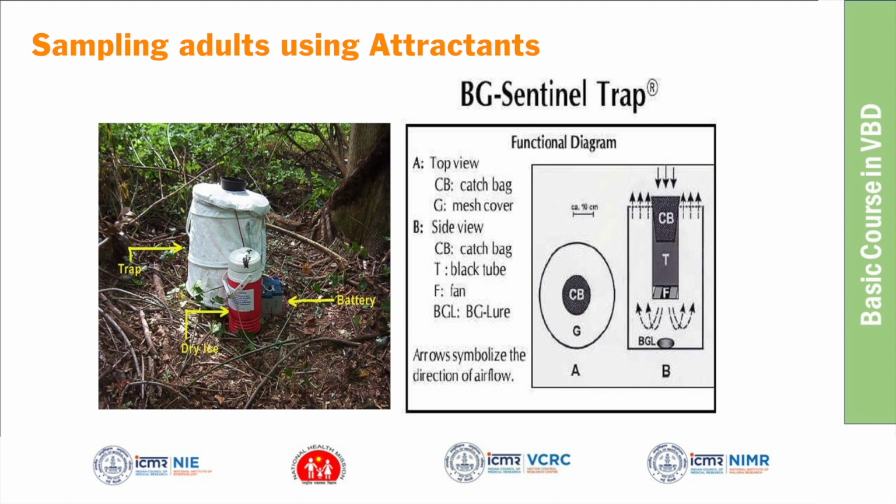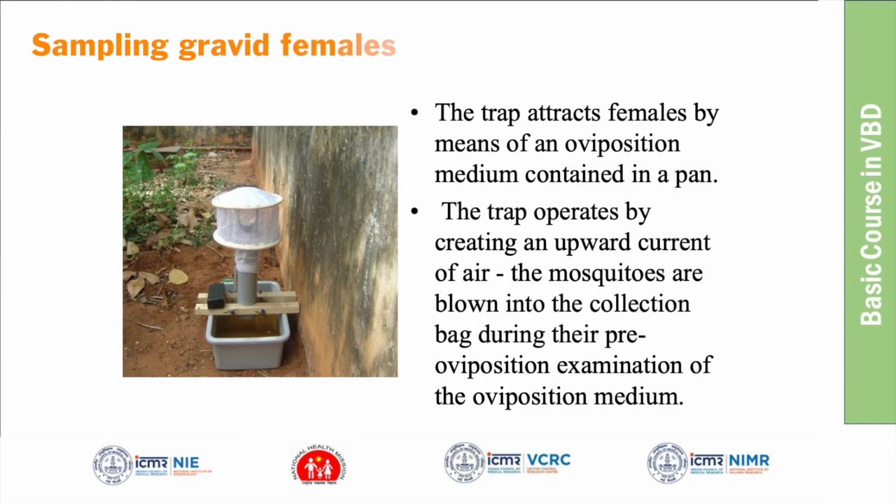Once the fan is on, it creates a downward current. Here you see BGL, which is a lure. Lure means attractant. This current carries the scent of the lure and it is released out of the trap. Mosquitoes are attracted to this lure, and when they come nearer to the catching bag, they are trapped into it. This is the BG Sentinel trap, mainly used for collecting Aedes mosquitoes.